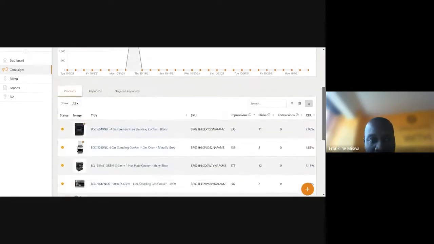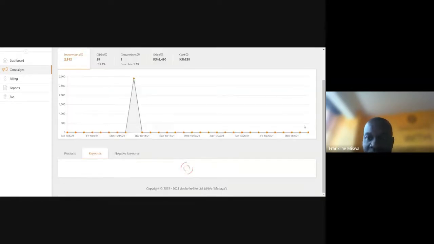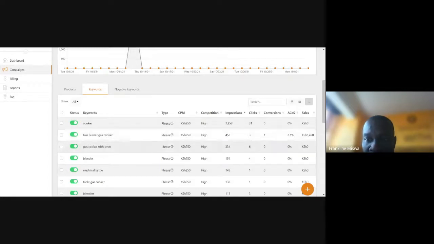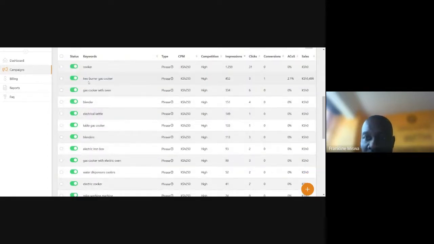So from a keyword standpoint, assuming the products that were listed, you'll be able to see 2-gas burner, which was the product, and the cost per thousand was this. They got about 454 impressions. The clicks were 3, conversion was 1. So you can manipulate this based on what converts and what doesn't convert. Let's use the cooker, for example. Cooker was a phrase that was selected. It had 1,200 impressions, 31 clicks, but 0 conversions.